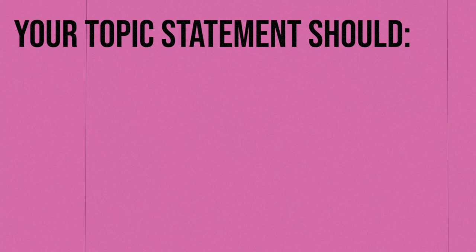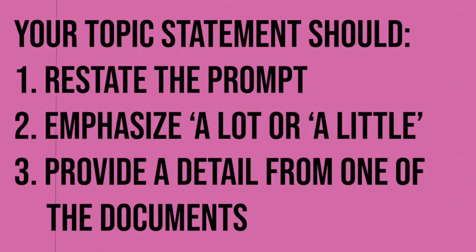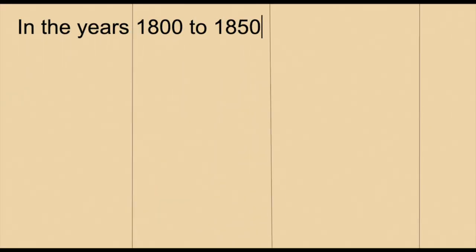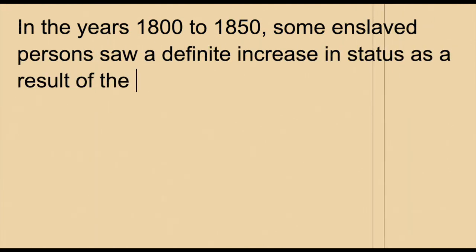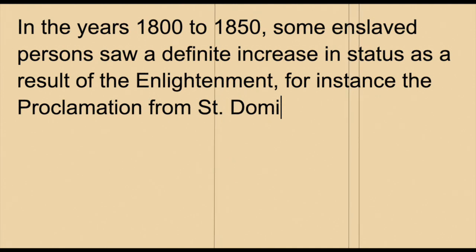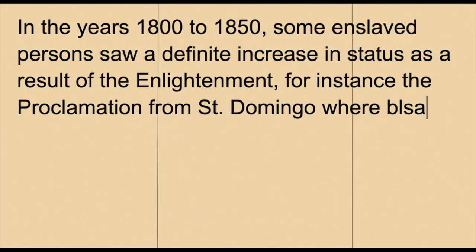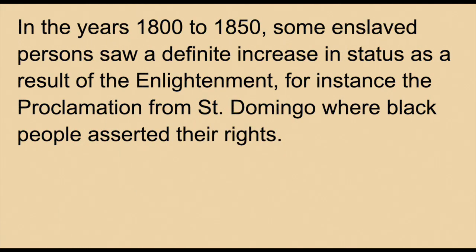Your topic sentence should restate the prompt, explain that the answer is either a lot or a little, and give a detail from one of the documents. Let's try it out. In the years 1800 to 1850, some enslaved persons saw a definite increase in status as a result of the Enlightenment. For instance, the Proclamation from St. Domingo, where black people asserted their rights. Notice that we have used the primary wording from the question, including the dates, the fact that it shows a lot of change, and an example from one of the documents.